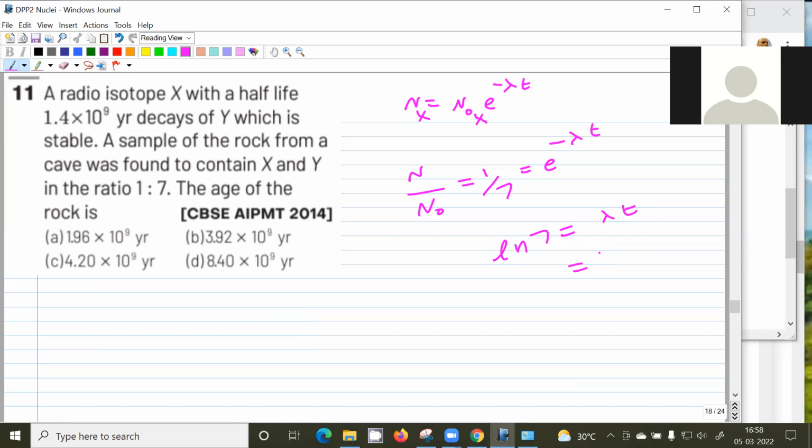So is the Y part the decayed part or the remaining part? No, X is getting converted to Y. Okay, so the remaining part.